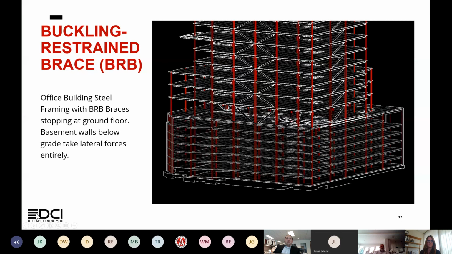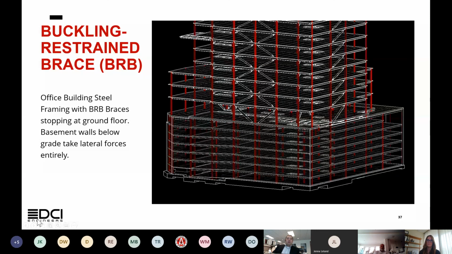This particular project did not need to have a centralized core, and as we came down to the base structure, the lateral load in those braces was able to be transferred out to the basement walls. So we did not have to carry that lateral system down through the subgrade parking levels. So there was a lot of flexibility with parking layout, parking stalls, and drive aisles as we went down below grade.